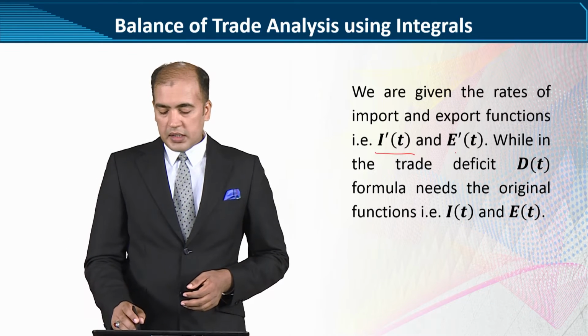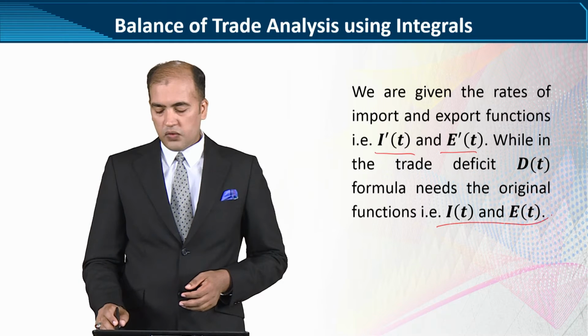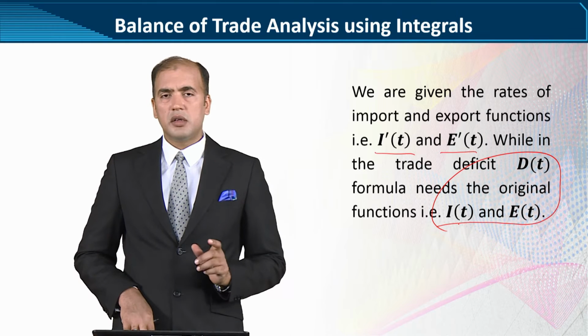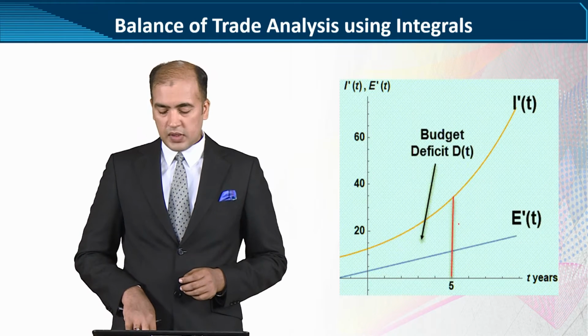Now, I bar t and e bar t, they are the given functions, and we want to find out the deficit, and that can be found by taking the difference of the original functions, that is the total functions.